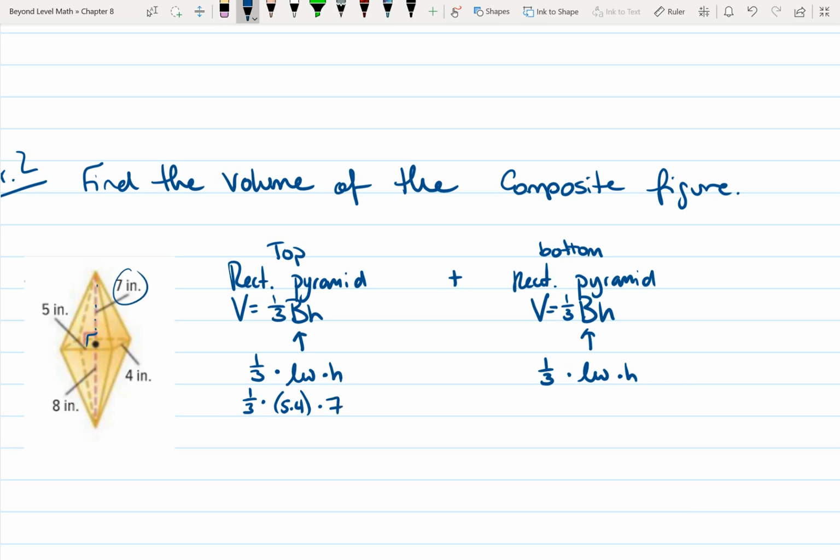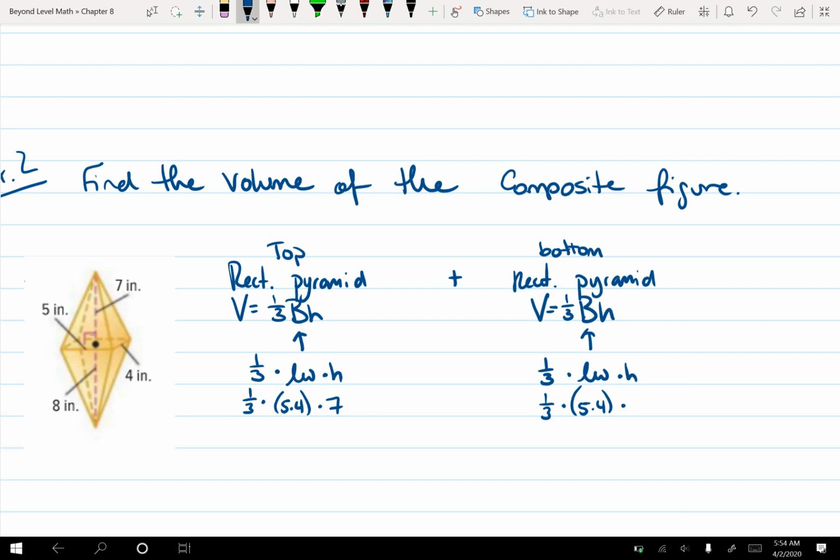Alright, I'm going to plug in for the bottom one now. 1/3. The length and the width will be the exact same, 5 by 4. The height is not 7 though, it is 8. So the bottom is a little bit longer.